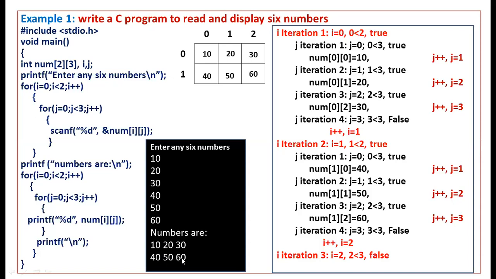You may get output if you don't use printf, but the display format will be continuous: 10, 20, 30, 40, 50, 60. Okay, it will be difficult to identify as a matrix.